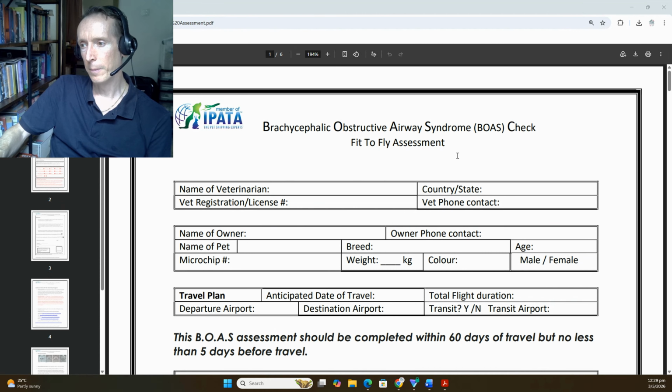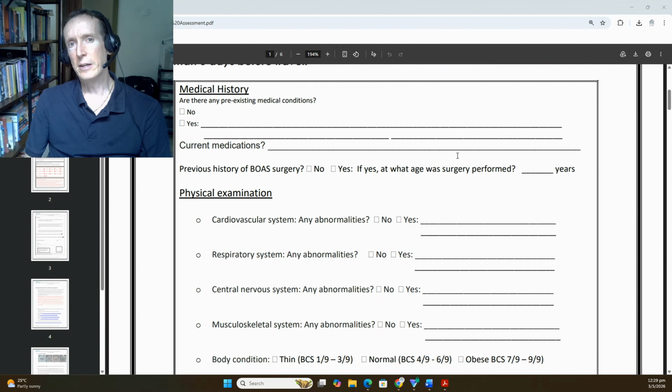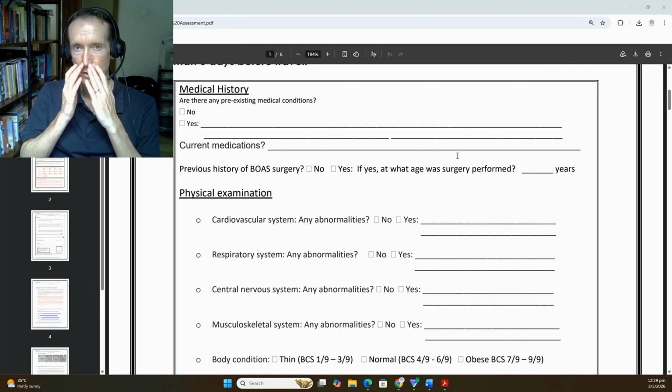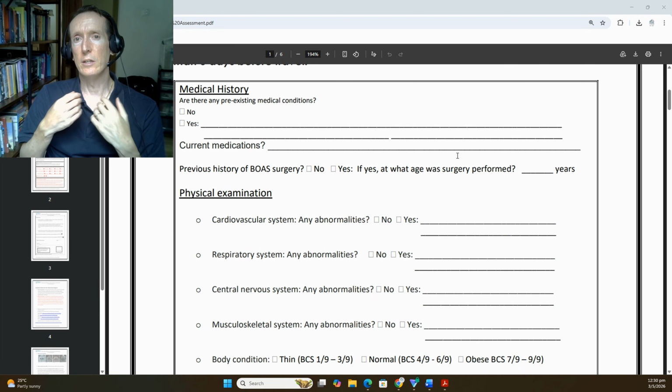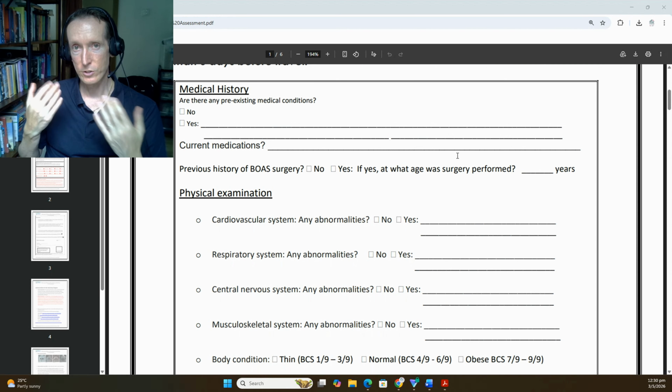Okay. So the first thing which veterinarians do is we need to get the medical records from your previous veterinarian. So we need to know, in particular, has your dog had BOAS surgery before? So have they had some surgery to help with the nostrils, or the windpipe, the soft palate? Have they had some upper respiratory tract surgery before? So we look at the history.